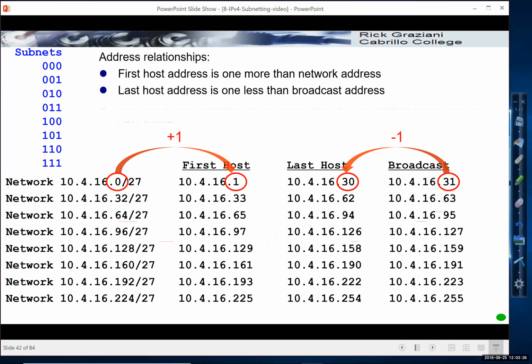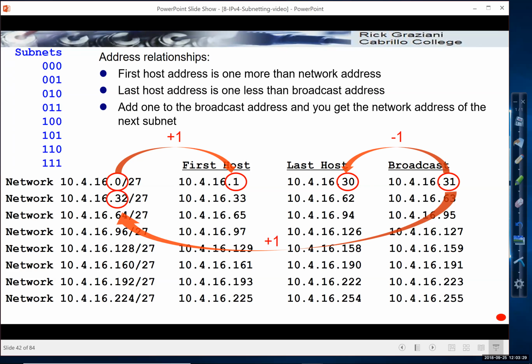Now look at the relationship between the broadcast address and the network address of the next subnet. It's going to be one more than that. So our broadcast ended in .31. Our next network address begins in .32. So you can see this throughout all of our subnets. It's the beauty of looking at it in the bits, so that we can actually see how these numbers are created.